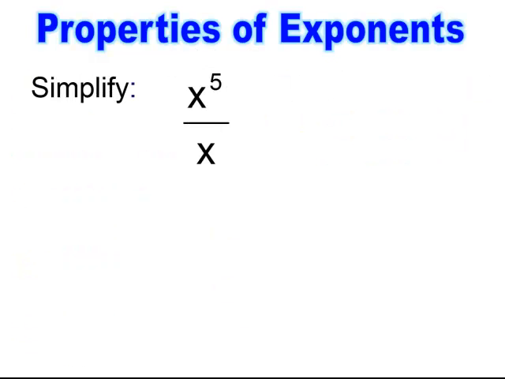Pause and try. So you should have gotten x to the 4th, and again the higher exponent's on the top, so you end up with a whole part, x to the 4th.